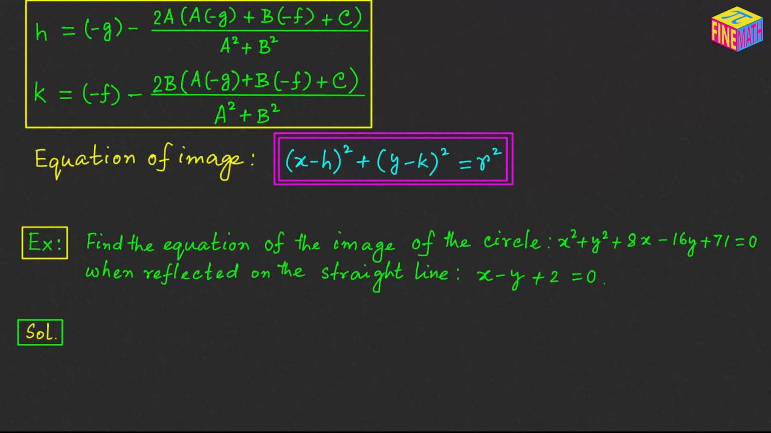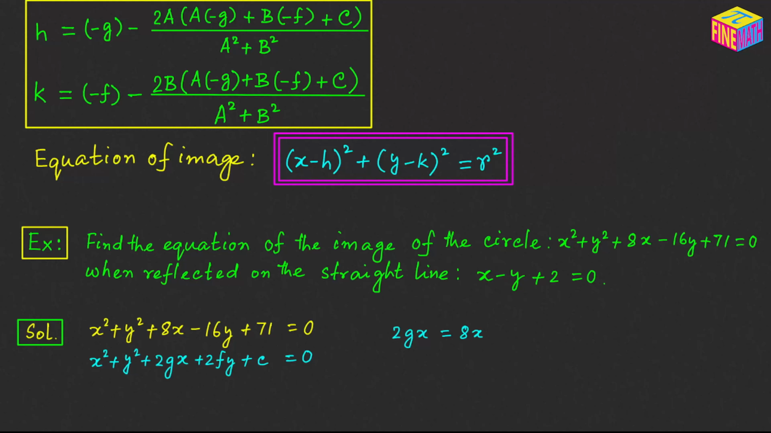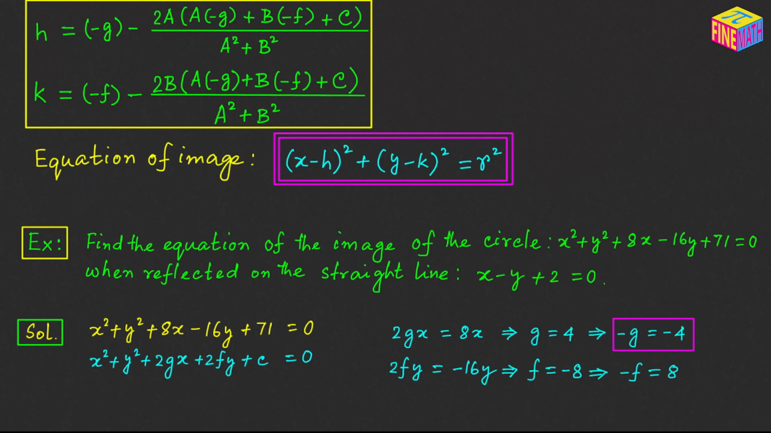The equation of the given circle is like this, and if we compare that with the general form of the equation of a circle, from here we can say 2gx is equal to 8x, that means g is equal to 4 and negative g will be equal to negative 4, and similarly 2fy is equal to negative 16y, and from here f is equal to negative 8, and then negative f is equal to positive 8.